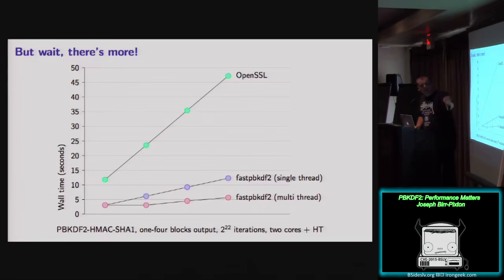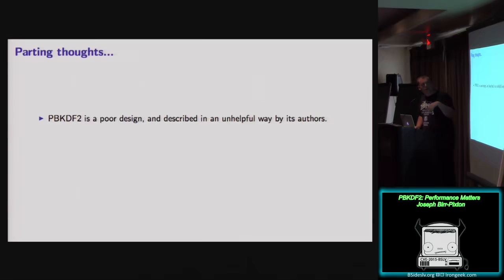So that's quite interesting, because if you are using OpenSSL with 4 blocks, then there might be, say, 10 times performance difference between what you could achieve if you were willing to throw a couple of cores at it. And that's it. So I think it's a poor design.